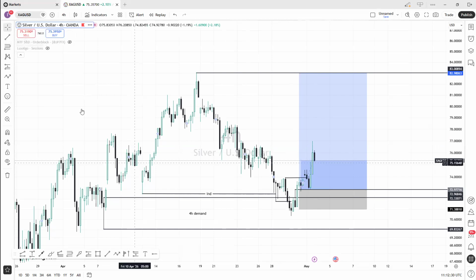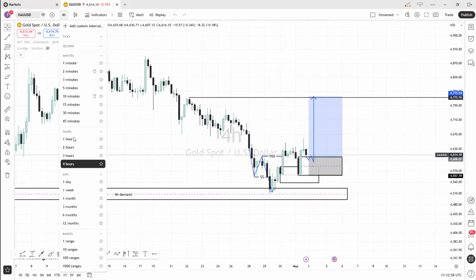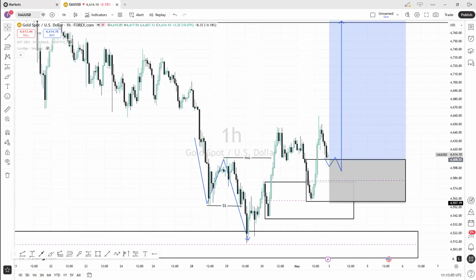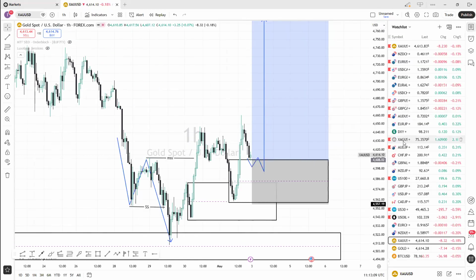82.98. Okay. So for re-entry, let us try to shift to a lower time frame so you can get a clear re-entry point with low risk on silver. Until now, bias is bullish. So we can shift it to the 1-hour time frame. Here on the 1-hour time frame, that is Goldie. Let's shift it to silver.